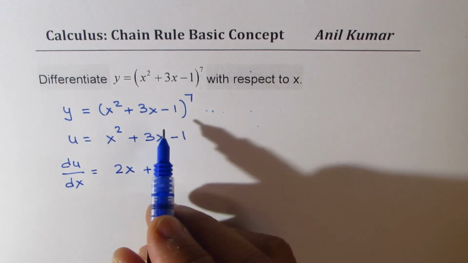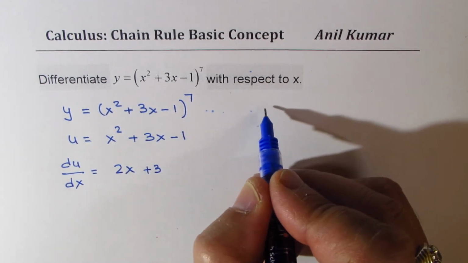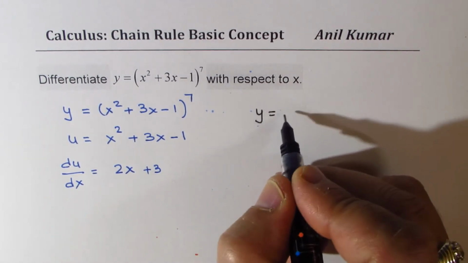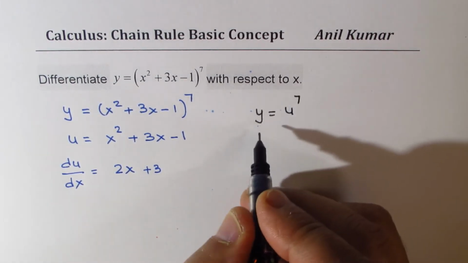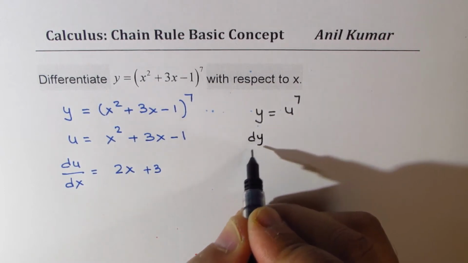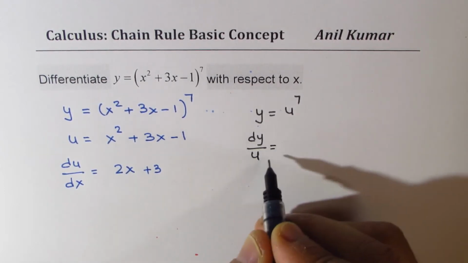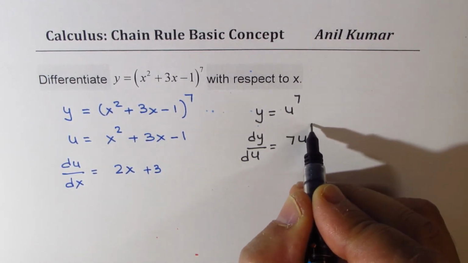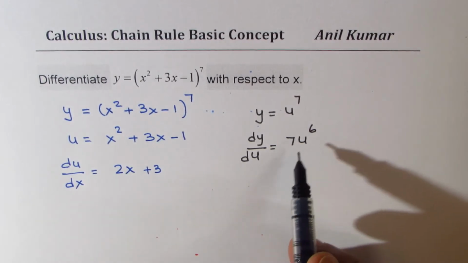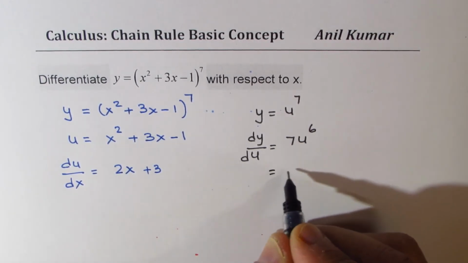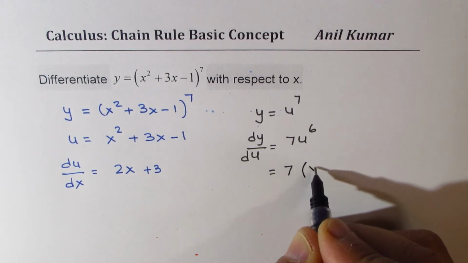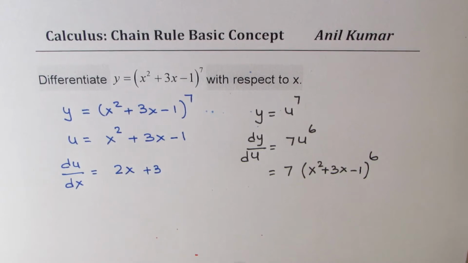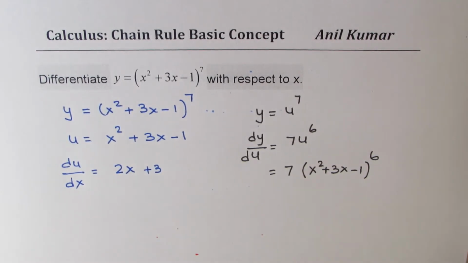Correct? On the other hand, once we do the substitution, I could write y as equal to u to the power of 7. Differentiating y with respect to u, what we get here is 7u to the power of 6. Now, since we know what u is, we could write this as 7 within brackets (x squared plus 3x minus 1) to the power of 6. You get it, right? So that is how we do.